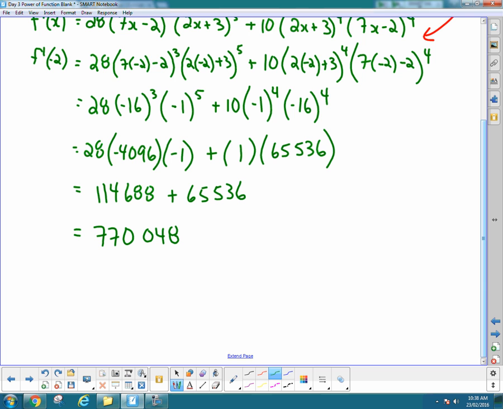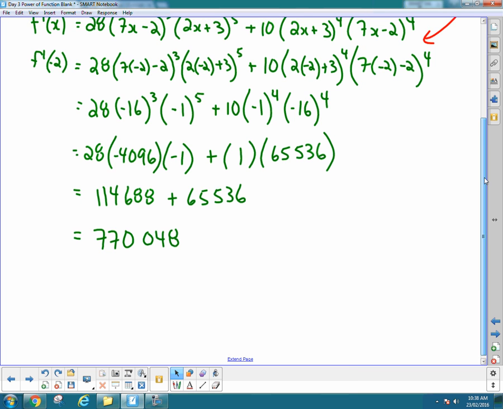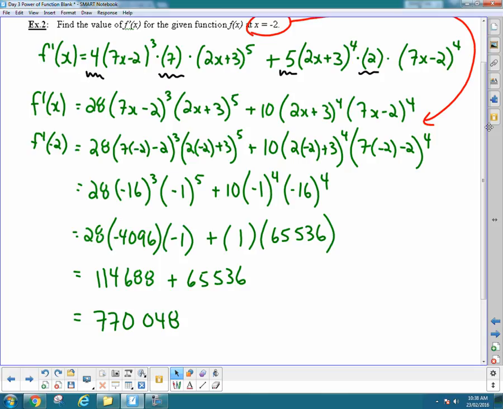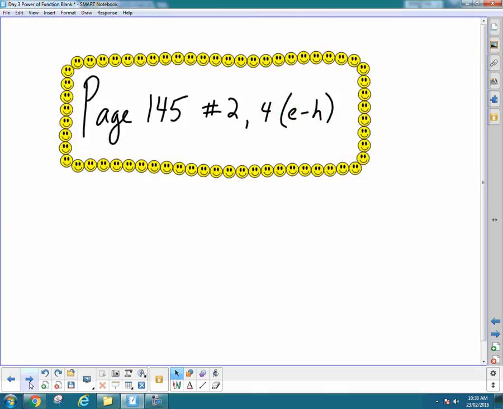So the key, of course, is being able to organize your thoughts, keep it all organized as you're taking the derivative. So using the product rule and the power of a function rule today, being able to keep it all organized is the key, and that all comes from practice. So the practice I'd like you to try is page 145, number 2 and 4 e to h, and you'll have the rest of the period to try that.